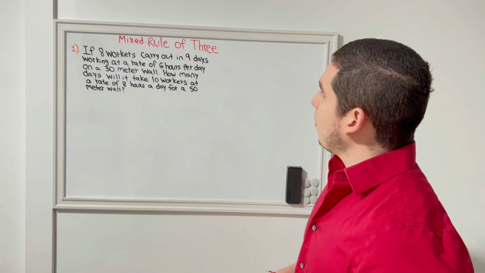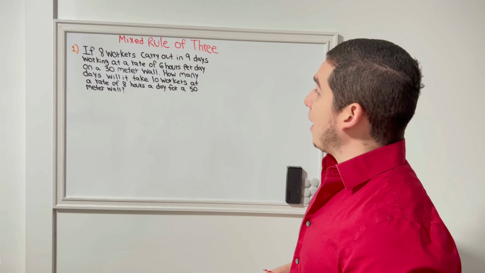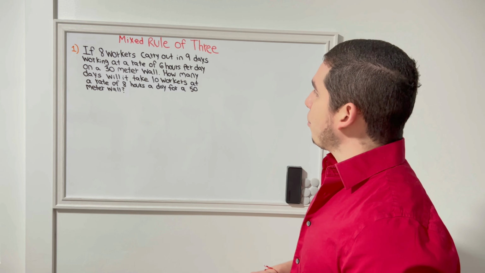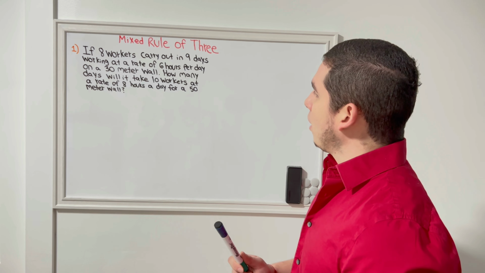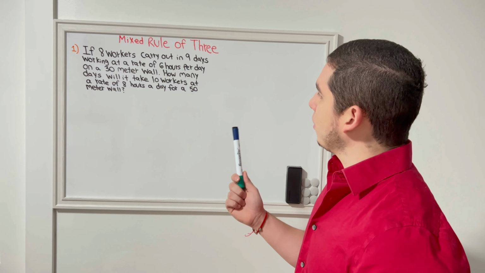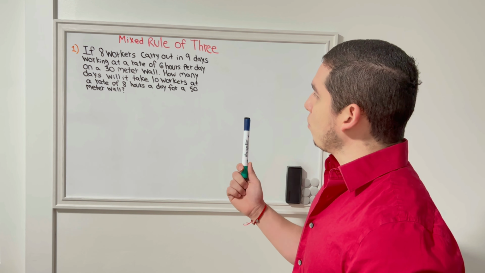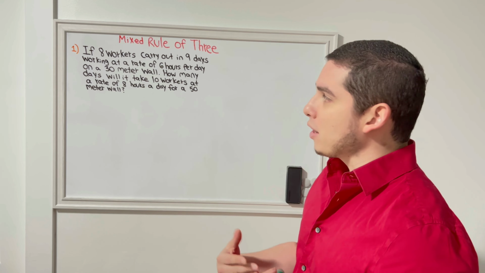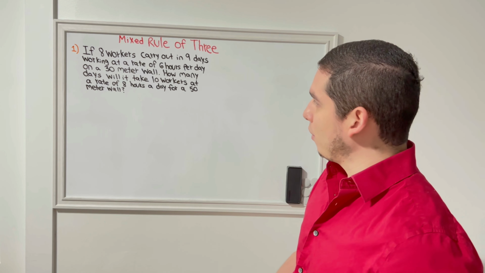If 8 workers carry out in 9 days working at the rate of 6 hours per day on a 30-meter wall, how many days will it take 10 workers at the rate of 8 hours a day for a 50-meter wall? Okay, first step, we have to identify our variables, all right?